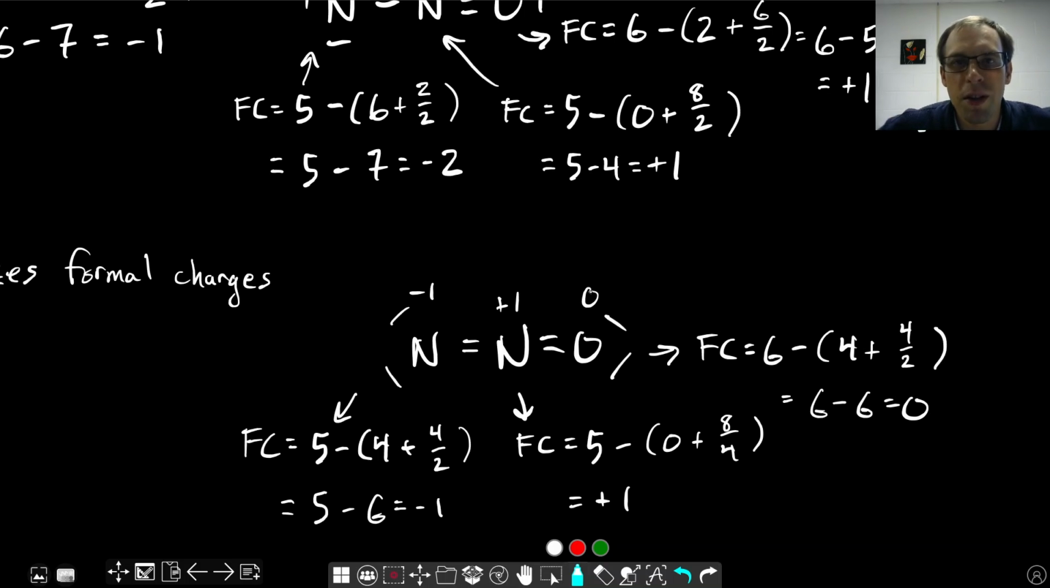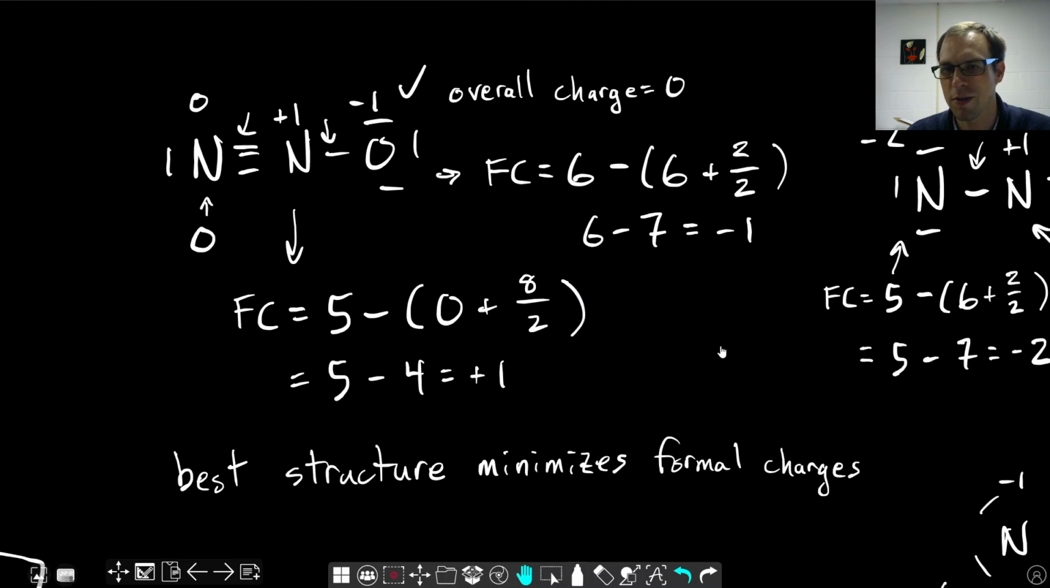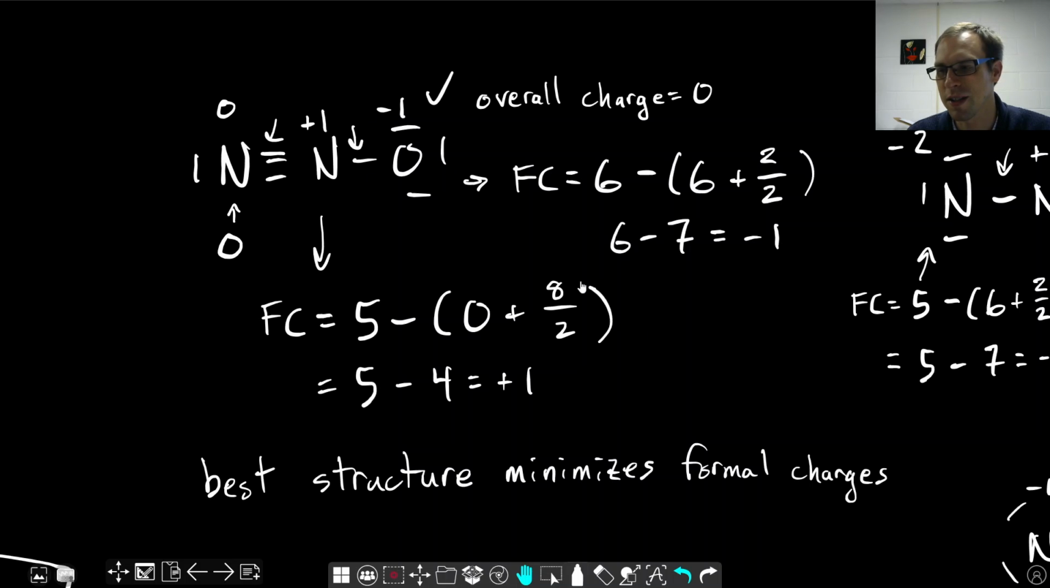One thing we can notice immediately is that none of these structures gives us a structure where all the formal charges are equal to 0. That would be the ideal best structure that we could get, but that is not what we observe in any of these. So then we want the ones that minimize the formal charges. We have 2 that sort of tie. We have this structure here where we have a +1. Now all these have a +1 on the central nitrogen, but there's a -1 on the nitrogen over here, and then this structure has the -1 on the oxygen instead.